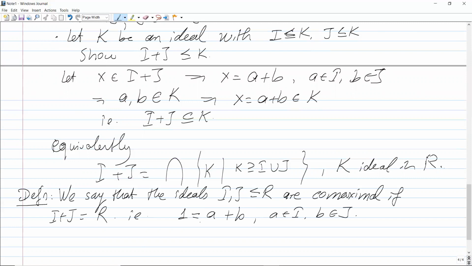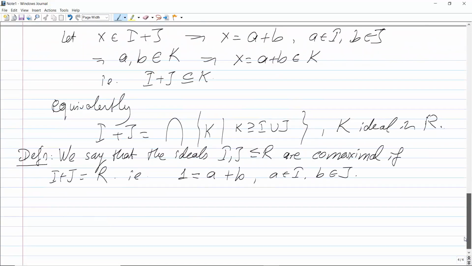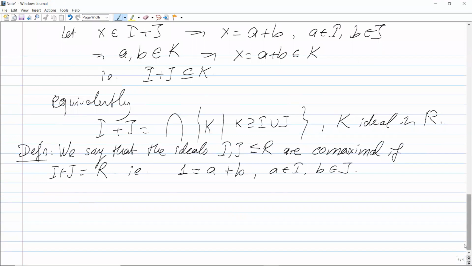So if I plus J is equal to R, you can write one like that as A plus B. If one is in A plus B, then one is in I plus J, so that I plus J is equal to R. So I and J are comaximal if and only if you can write one as the sum of two elements from I and J. Okay, here's a lemma.